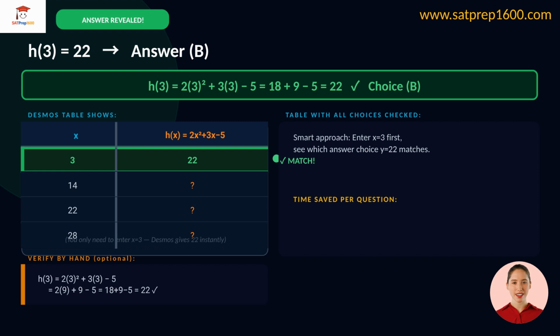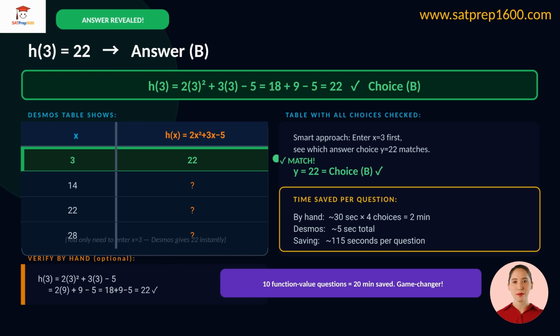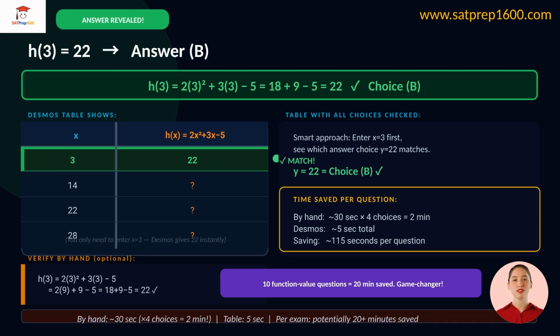And here's the kicker. 30 seconds by hand per choice times 4 choices is 2 minutes per question. Table, 5 seconds. On a section with 10 function value questions, that's 20 minutes you just got back. 20 minutes for the harder problems. That's how perfect scorers think about time.